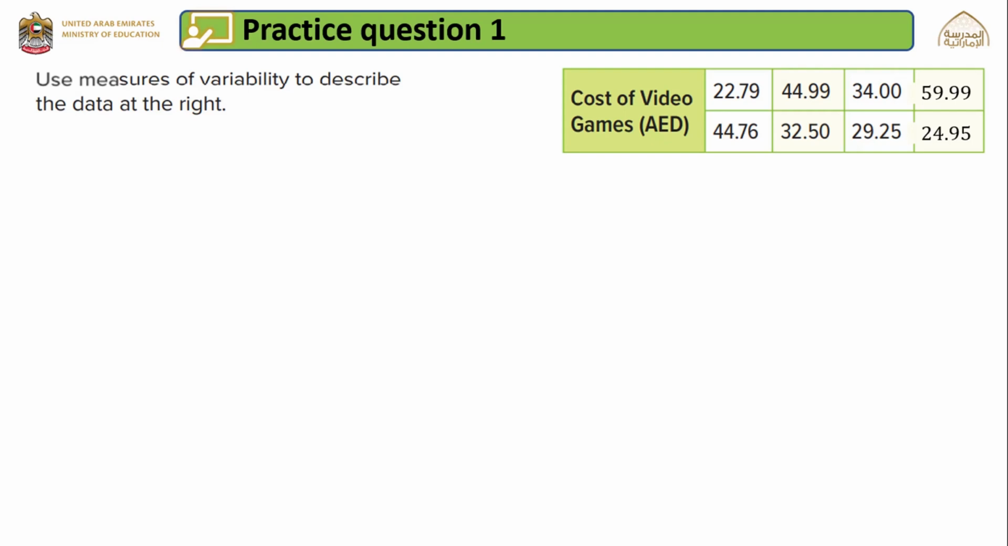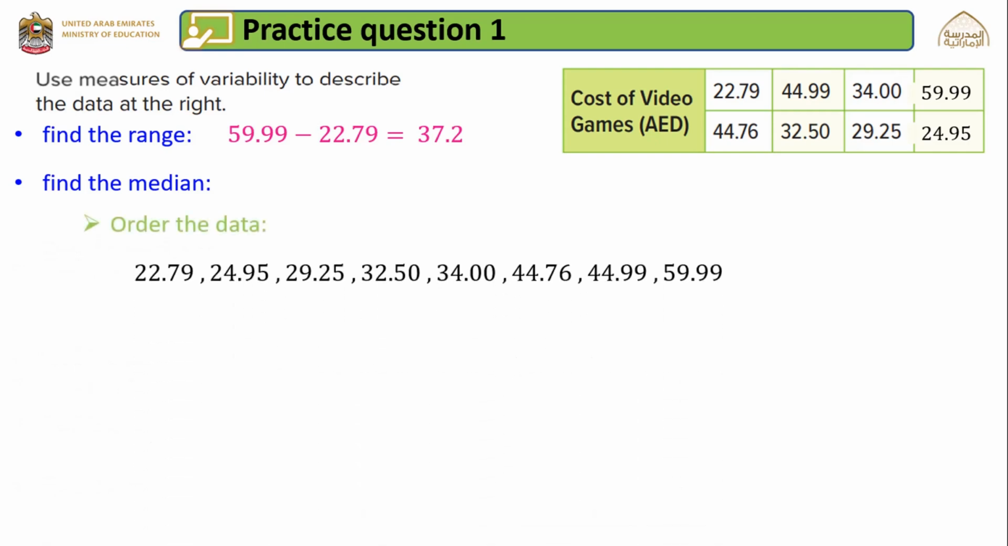The table at the right contains cost of video games. And the first step is to find the range. The range is the difference between the greatest value and the least value. So we have 59.99 minus 22.79. The range is 37.2. The median can be found if we order the data from least to greatest.